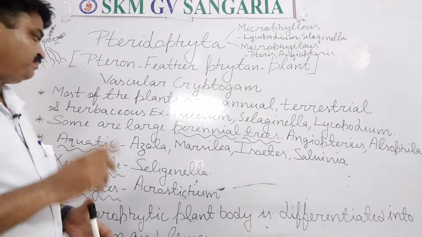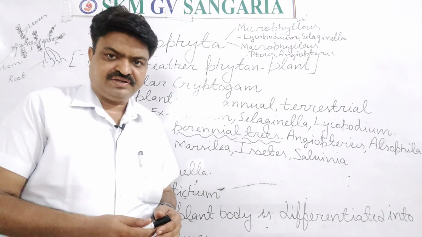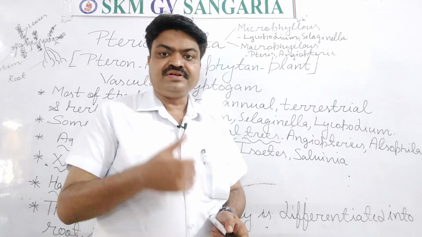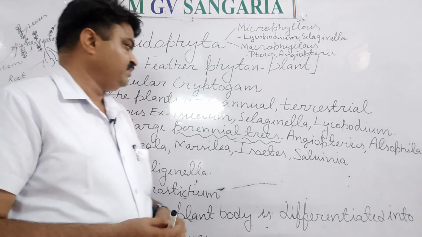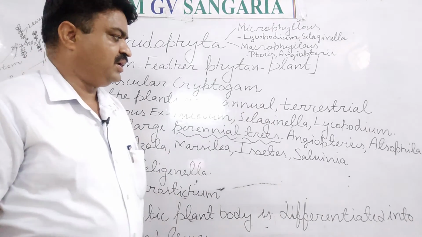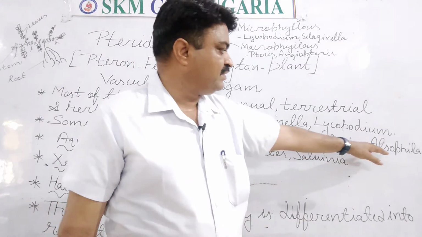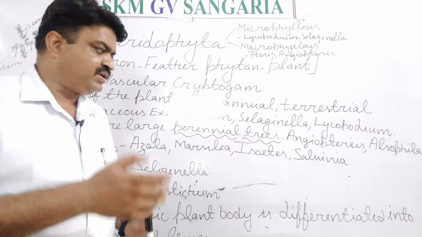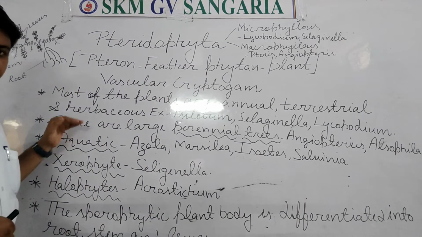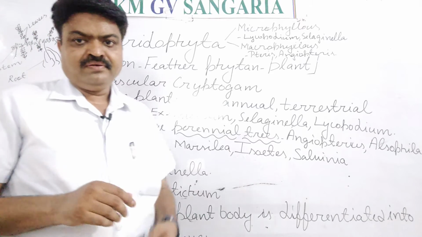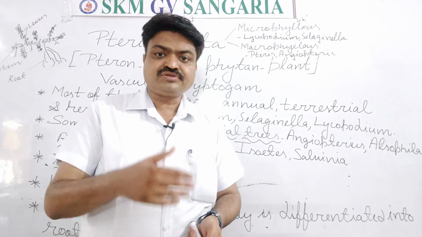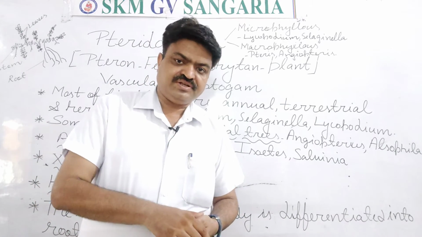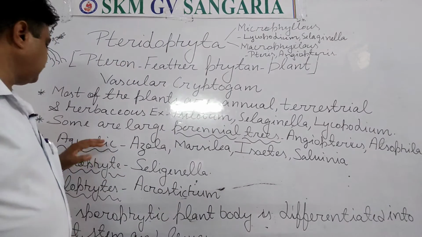Some plants are large, like trees, like phanerogam trees, and they are woody in nature. Examples of those are Angiopteris and Alsophila. These are examples of woody or large trees. They have a large size, like the most evolved trees, like angiosperm trees. Now we come to the next.